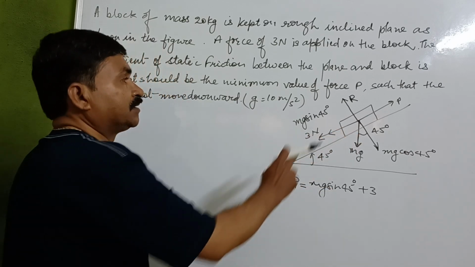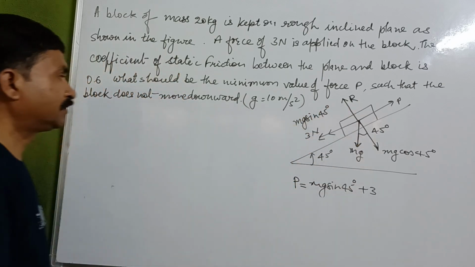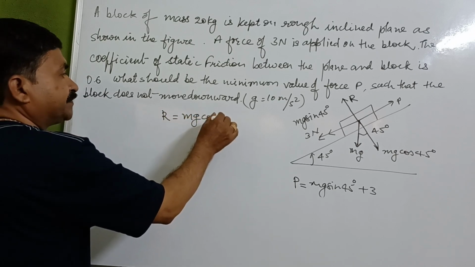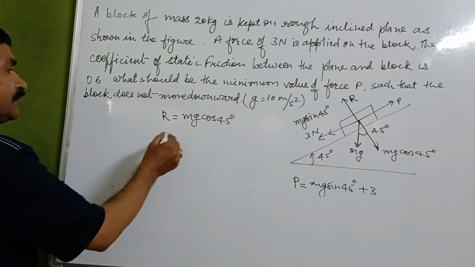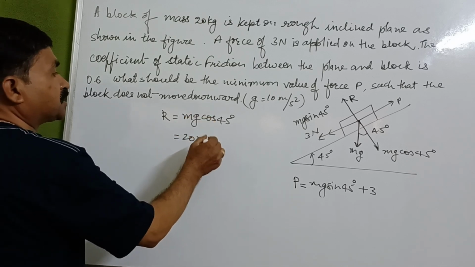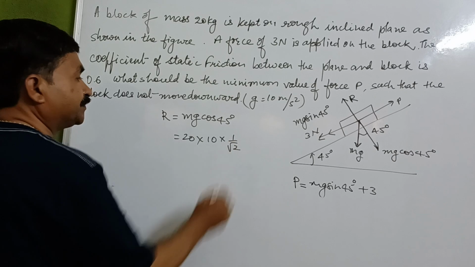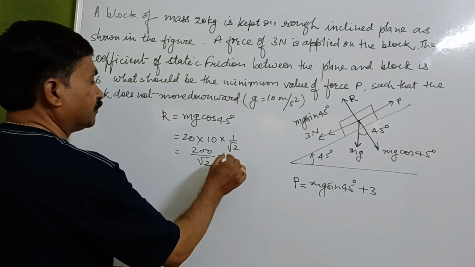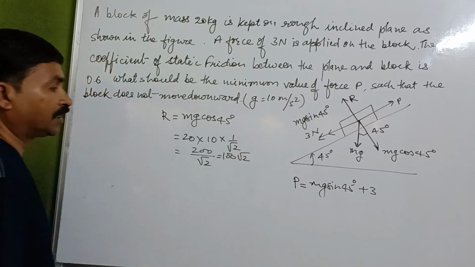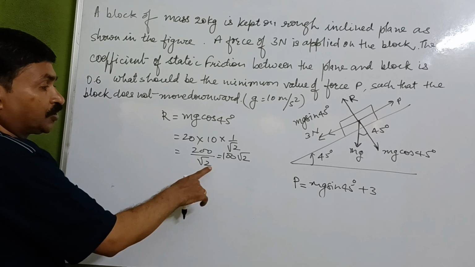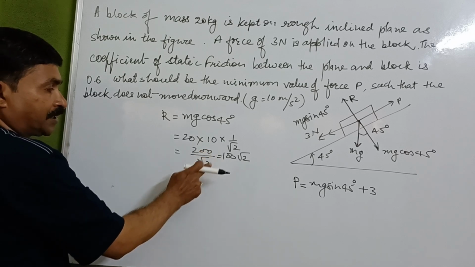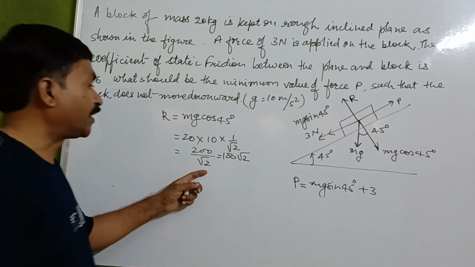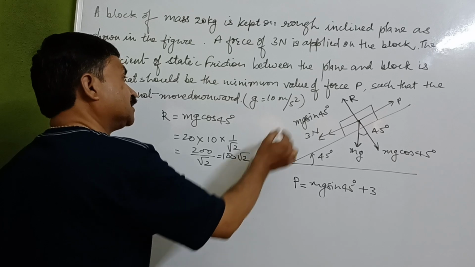Now we see here that the reaction R will be mg cos 45. Mass is given as 20, g is 10, cos 45 is 1 by root 2. So it is 200 upon root 2. So we have the reaction R equal to 200 upon root 2. Multiplying root 2 in numerator and denominator, root 2 into root 2 will cancel out. So finally we will have 100 root 2 Newton, which is R.